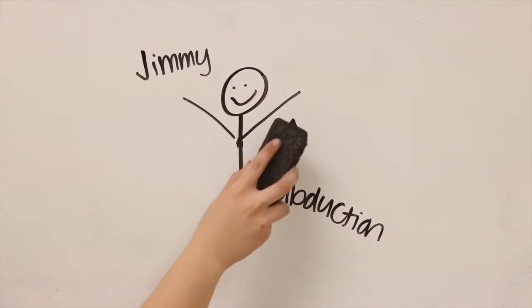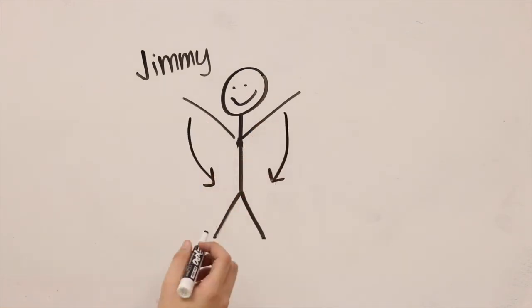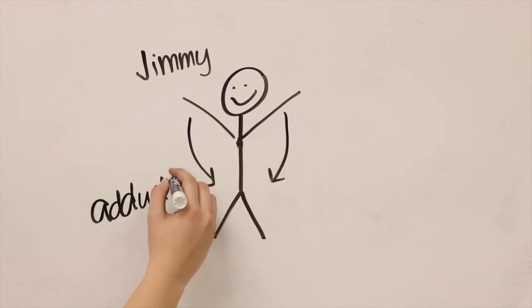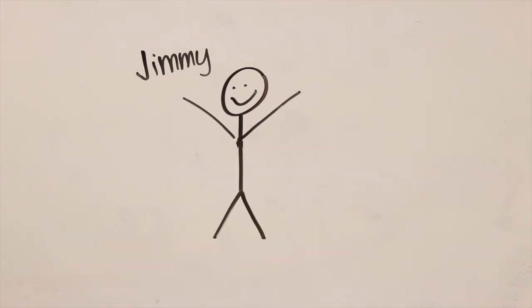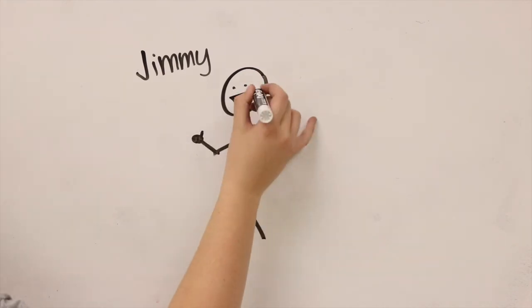Because Jimmy does not want to leave his arms up the entire extent of the game, he decides to put his arms back down to his side. This process is called adduction. In response to everything that we've learned today about muscle, Jimmy approves. The end.